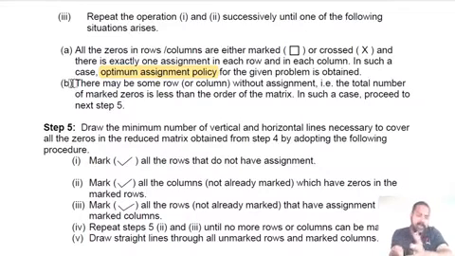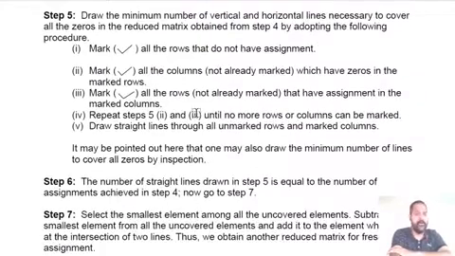If that doesn't happen, then number 2. There may be some rows or columns without an assignment. Could happen, we saw that. That is, the total number of marked zeros is less than the order of the matrix. In such a case, proceed to step 5. What did we do? Well, we drew a minimum number of lines and we covered all the zeros. That is exactly what we are going to do.